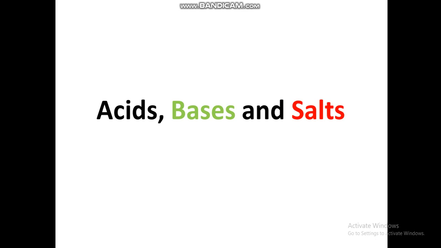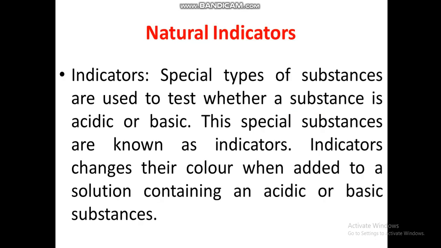So this is going to be the last video of our chapter number 5, that is acids, bases and salts. So in this video we'll be mostly discussing indicators and neutralization. If we discuss indicators, there are mainly two types of indicators we have. These are natural indicators and artificial indicators. Artificial indicators are also known as synthetic indicators.